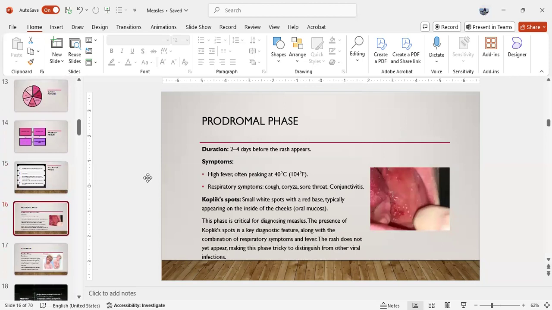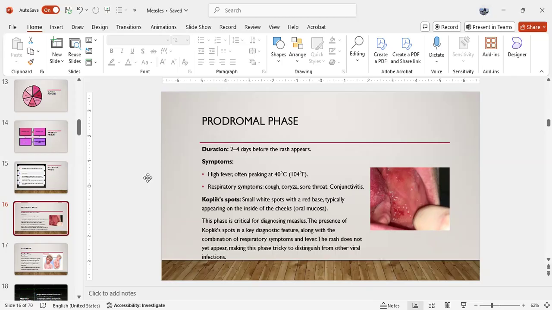Then prodromal phase. The duration of this phase is 2 to 4 days before the rash appears. Symptoms include high fever, often peaking at 40 degrees Celsius or 104 degrees Fahrenheit, respiratory symptoms like cough, coryza, sore throat, and conjunctivitis, that is reddening of the eye. Koplik spots, small white spots with a red base typically appearing on the inside of the cheeks, oral mucosa.